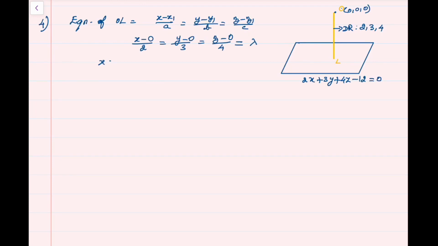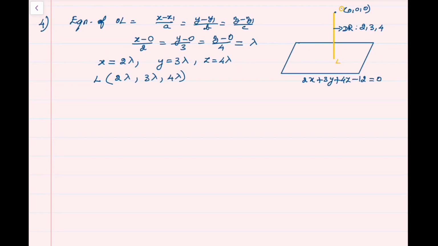Any point on this line will have the x coordinate 2 lambda, y coordinate 3 lambda, z coordinate 4 lambda. L also lies on this line. Therefore, L will be of the form 2 lambda, 3 lambda and 4 lambda. To find lambda, we have two methods. One is the substitution method, the other one is the perpendicularity method.